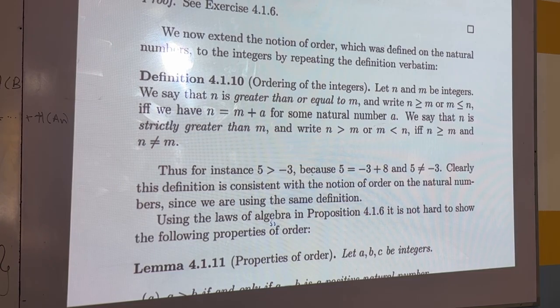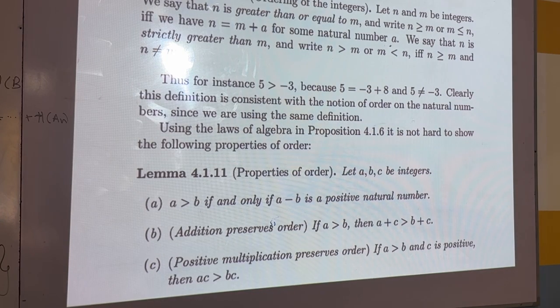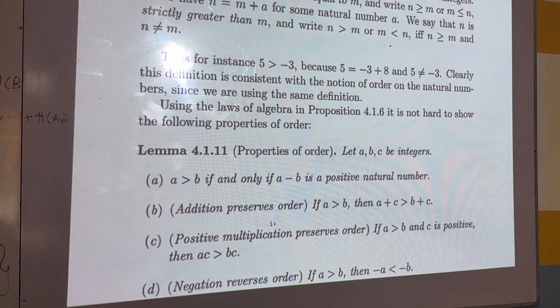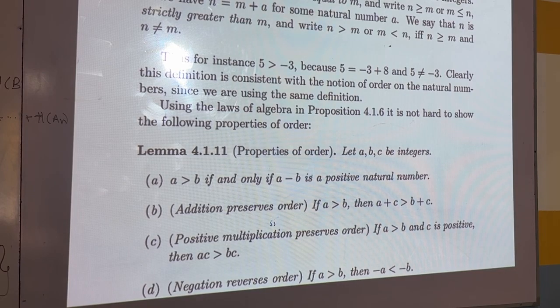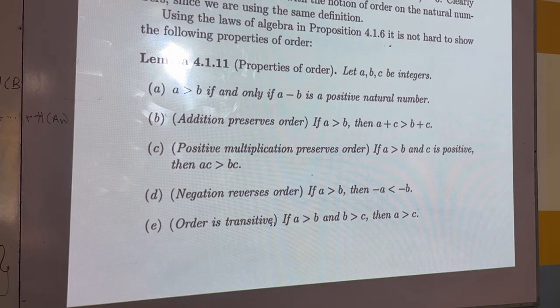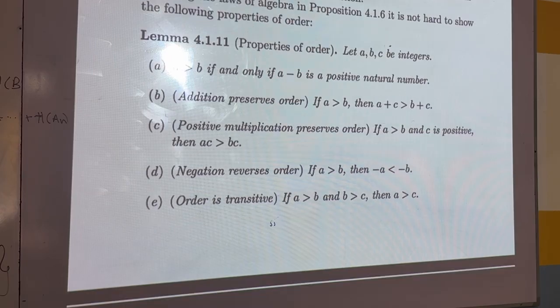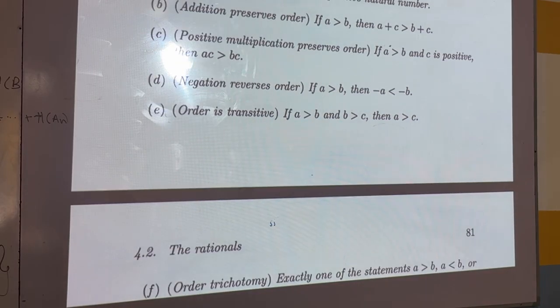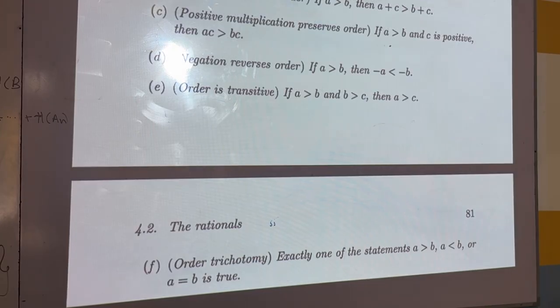A, B, C integers. A greater than B if and only if A minus B is a positive natural number, they are not difficult. Addition preserves order, you can add any positive number. You can multiply by any positive number, the order remains the same. If you multiply by a negative number, the order reverses, no? If you multiply by negative 1. And the transitive part is also clear, you can prove them, no difficulty. The rationals, order.